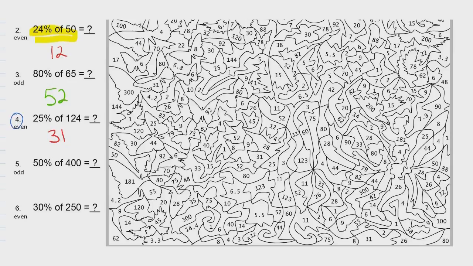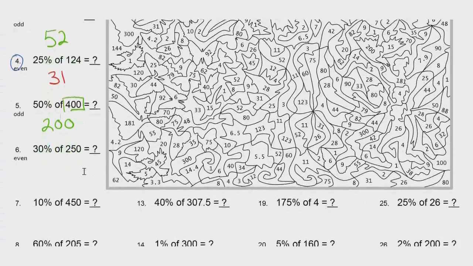Number 5. Without even leaving the worksheet now, you should be able to tell me for problem number 5, 50% of 400, and 50% is half, because 50 over 100 is half. So 50% of 400 is 200. You're just taking half of this 400, which is 200. And you're done. No work. Easy smeezy.